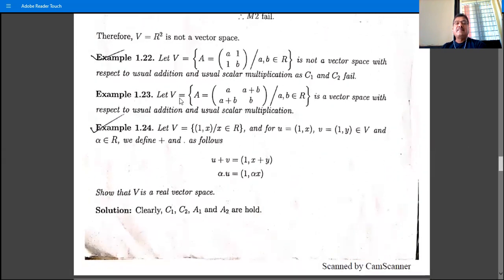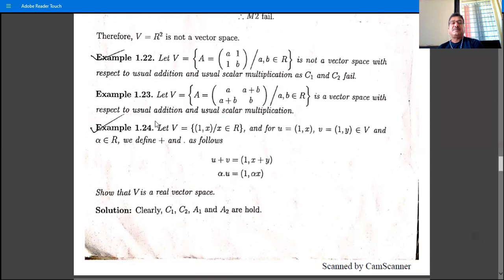a vector space. So let V be the set of again 2 by 2 matrices A, with entries A plus B, A plus B, B. So this is a vector space with respect to the usual addition and scalar multiplication. So we have to prove this; the answer to this problem is what? We have to write the 10 properties, that all the 10 properties are satisfied for this set. So this is again the set of 2 by 2 matrices, and this set is what?